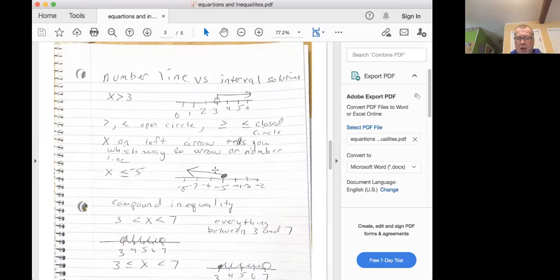For this one, we have a bracket at minus 5. Why? Because it includes minus 5. And it goes to forever land this way, which is negative infinity. So at the infinities, we always have the open. So we'd have a parenthesis at negative infinity all the way up to minus 5. And at minus 5, we'd have a bracket.